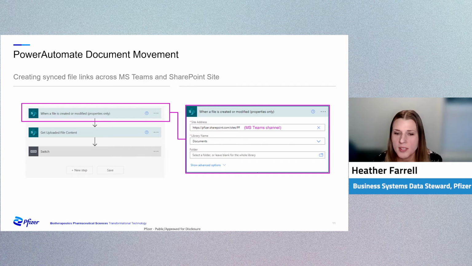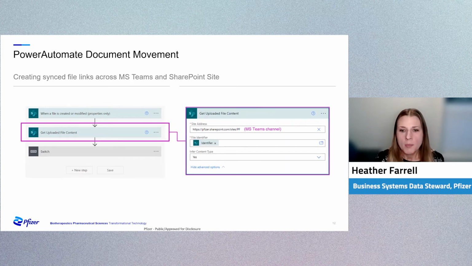So you can see here the site address we have pointed to is the back end document library to that Microsoft Teams channel. So whenever a file is created, if it's edited, if it's deleted, this workflow will be triggered to run. Next, what it does is it actually gets uploaded file content. So this is actually getting the file content using the file identifier again from that Microsoft Teams channel.